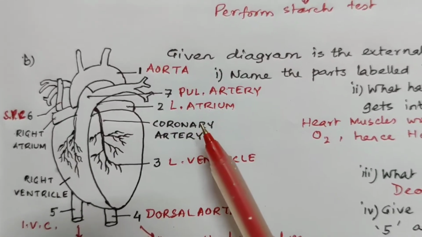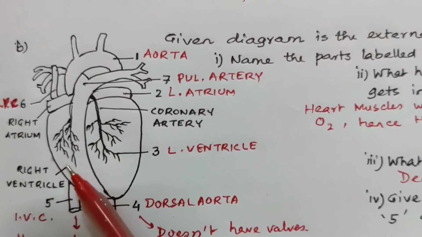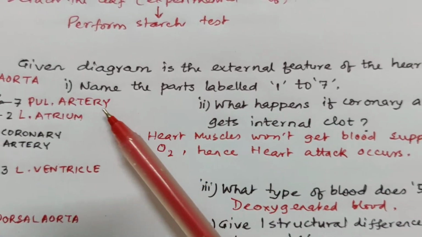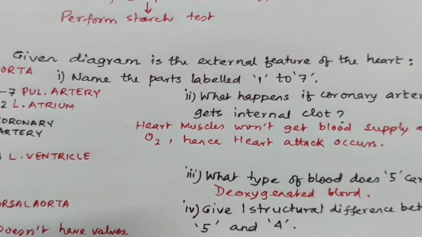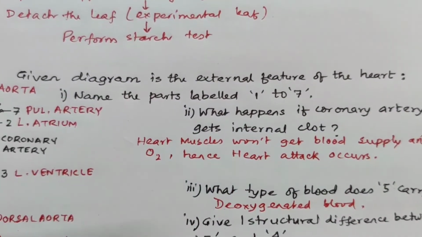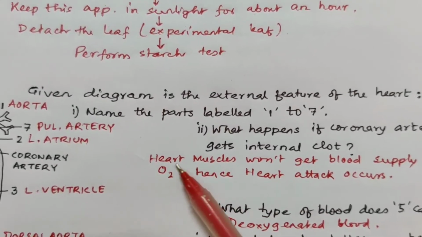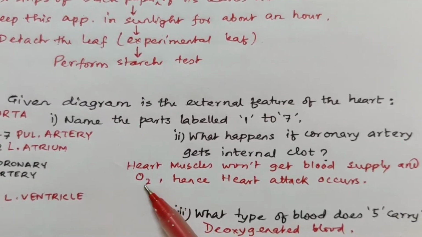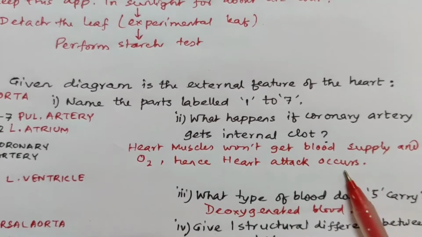And these things are already given. The coronary artery is given, the arteries that supply the muscles of the heart. Right ventricle is given. Right atrium is given. The question is, what happens if the coronary artery gets an internal clot? Any clot in the arteries stops blood supply and oxygen supply to that part of the body. So heart muscles won't get blood supply if there is a clot, and no supply of oxygen, hence heart attack occurs. This much only you have to write.